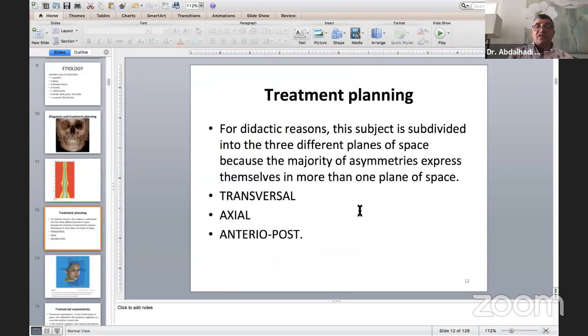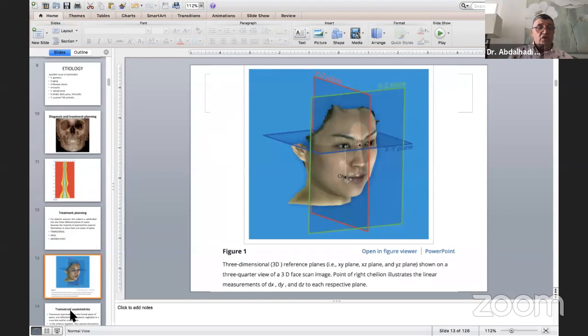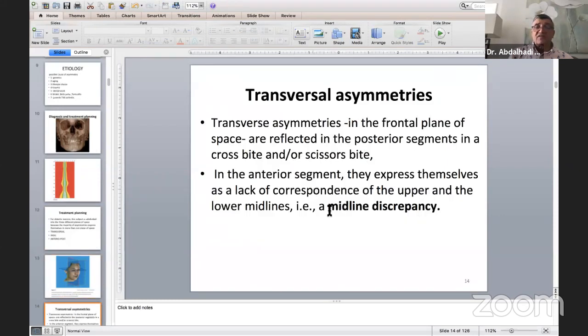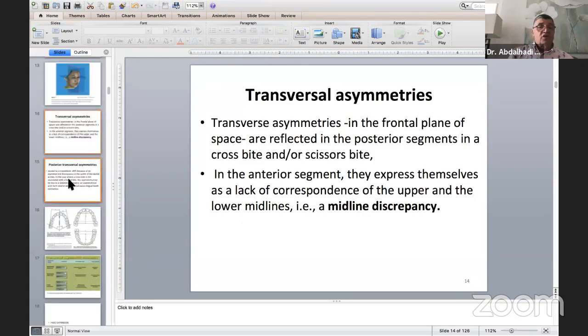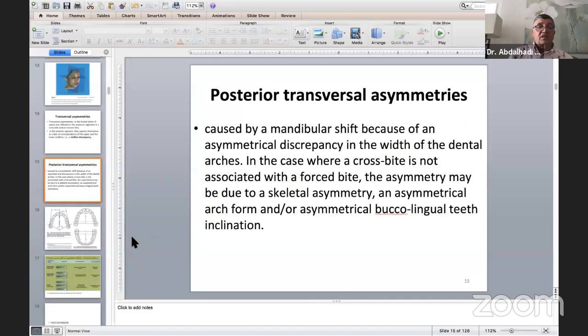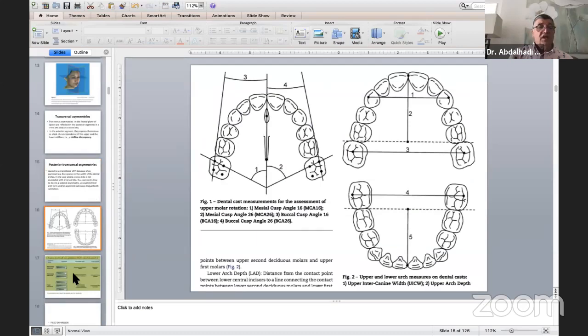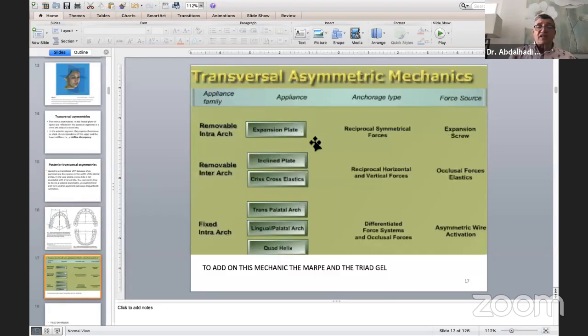What is the treatment planning? So we have to treat this patient of asymmetry in the 3 directions of the space. It's always considered 3 directions to correct him. The treatment of the asymmetry in the transverse way and correcting the lower midline as much as possible, correcting the posterior transversal asymmetry caused by the shifting, calculating how much is the asymmetry. Usually before, we use these appliances: expansion palate, inclined palate, crisscross elastic, transpalatal arch, lingual palatal arch, quadhelix. Everybody of you knows this. But now I add to this mechanic the Marpe and the triad gel.